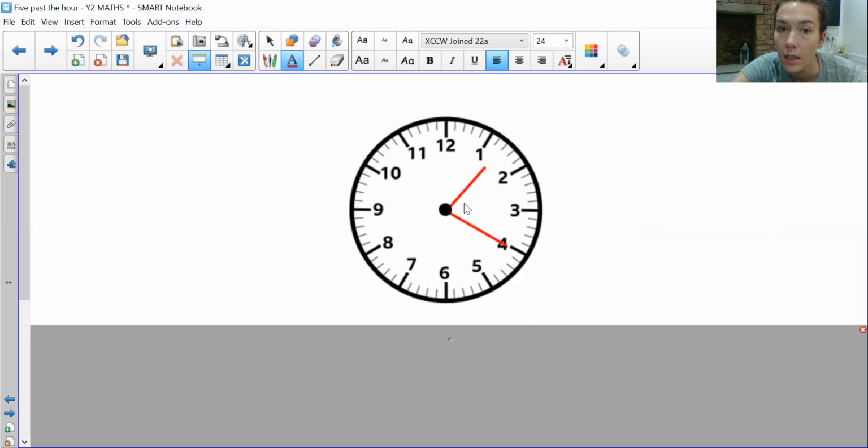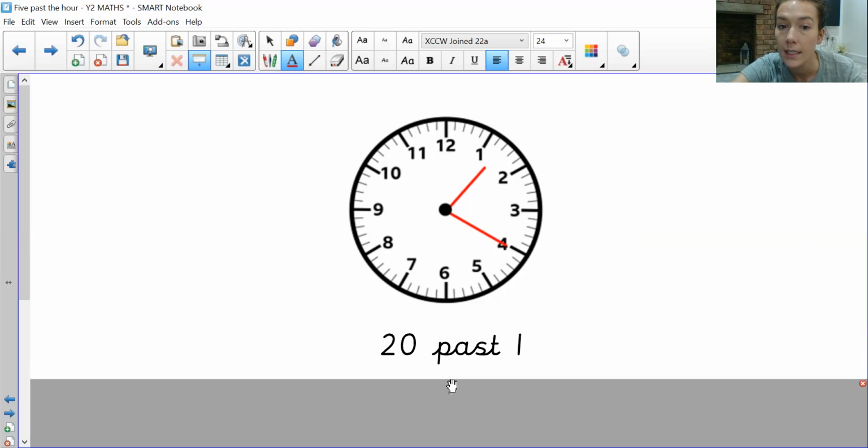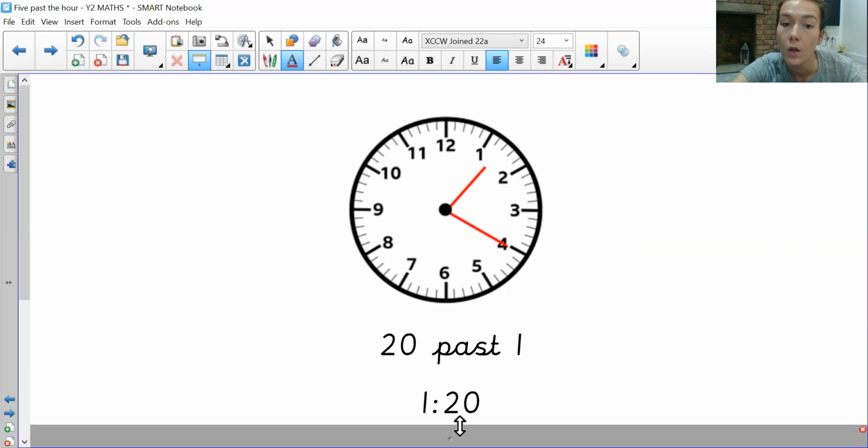Then we have got our second time. So the hour hand again, just about left the 1. And then we have got the long minute hand on the 4. So remember, each of these intervals is 5 minutes. So we've got 5, 10, 15, 20. Have a little think. What do you think it's going to be? Ready? So it is 20 past 1 because the long minute hand's on the 4 or the 20, or we can write it as 1:20.